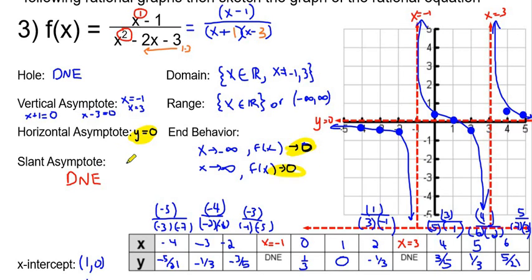If you don't have a horizontal asymptote, that's when you have to look at the graph or use something called test points.